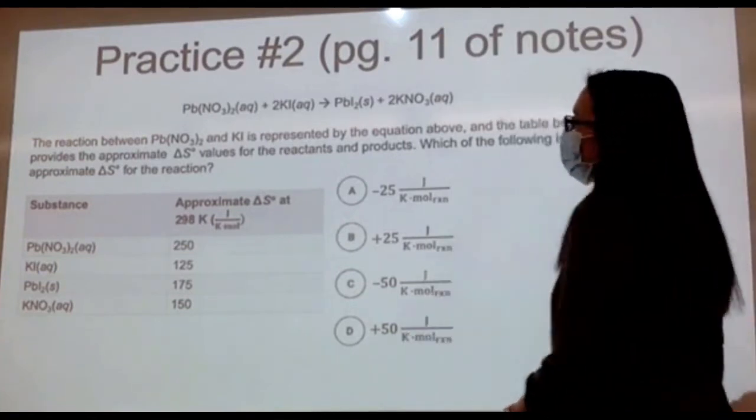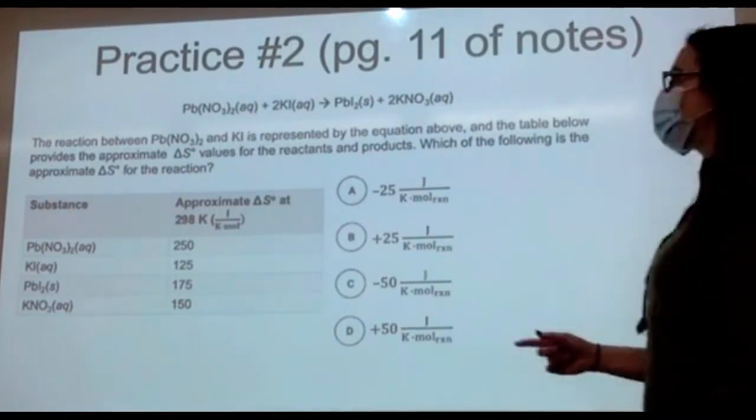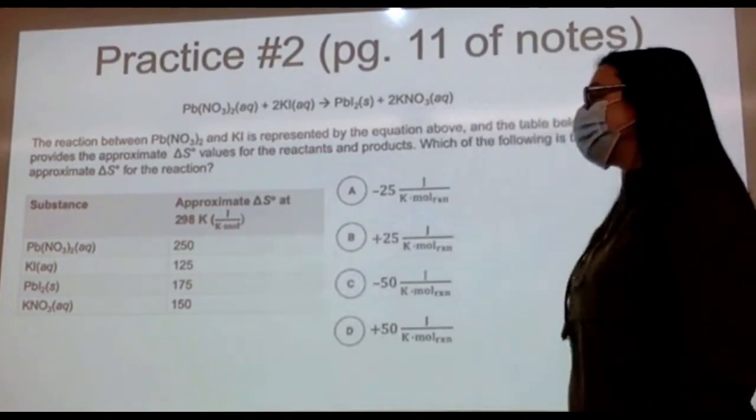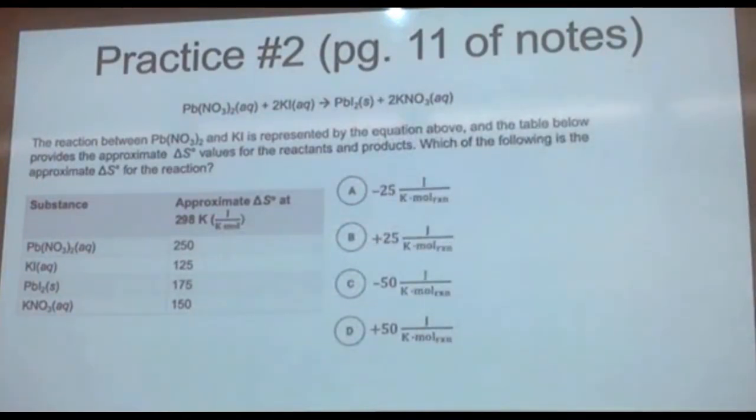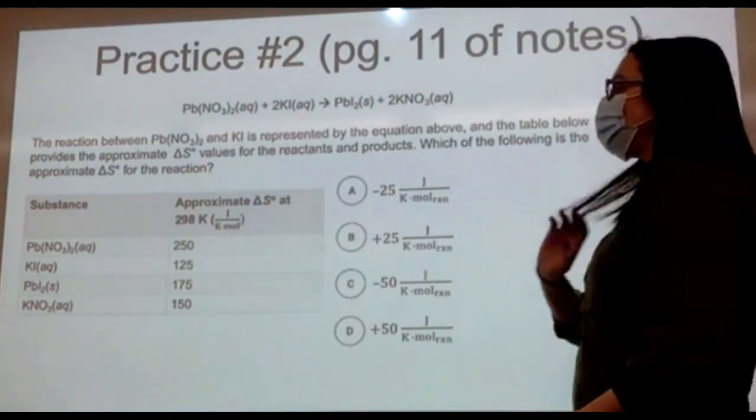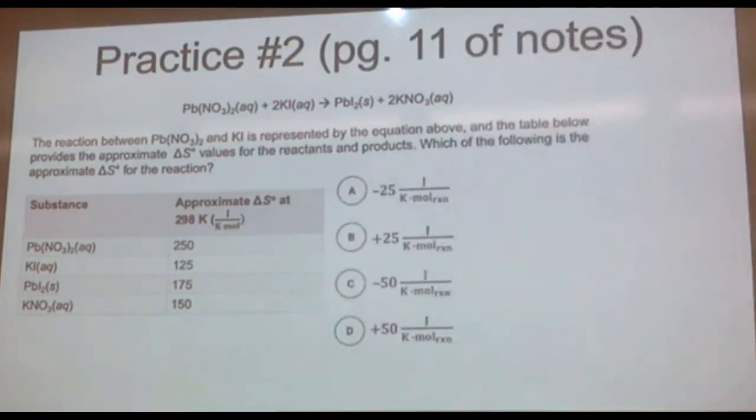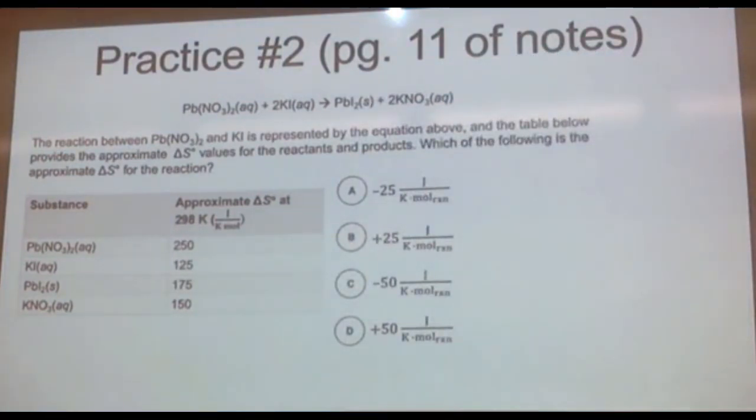So the reaction between lead-2 nitrate and potassium iodide is represented by the equation above. The table below provides delta S values for reactants and products. So this is where you don't need Appendix C because they give you the values. Which of the following is the approximate delta S for the reaction? So when you're trying to solve, we know that we're solving here because it's asking us for a number. Look at what you're given, and if needed, look at your equation sheet. So we're given delta S values for reactants and products. We're trying to find delta S for the overall reaction.